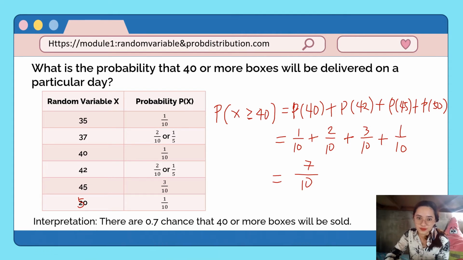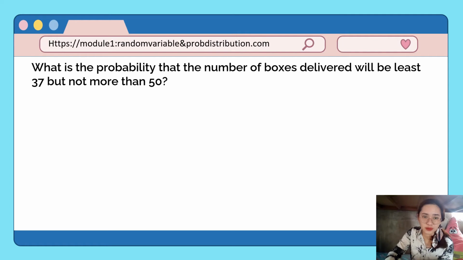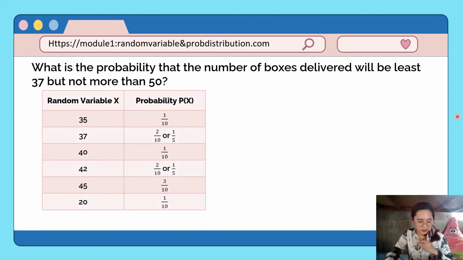Okay. Right. So next question, what is the probability that the number of boxes delivered will be at least 37 but not more than 50? So ano kaya ibig sabihin? So let's see this. Balik pa rin tayo dun sa ating probability distribution kasi doon natin ibabase. So ang tinatanong is at least 37. Pag sinabi natin at least, pinakamababa na yung 37. So, ito na yung pinakamababa. So, ibig sabihin na kailangan ay yung nasa mas mataas sa kanya.